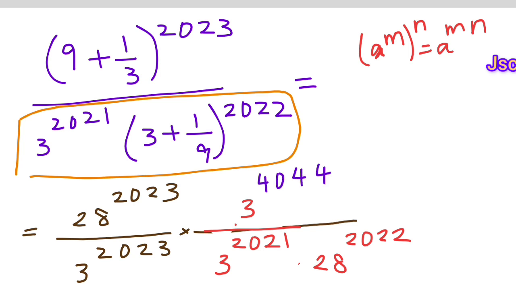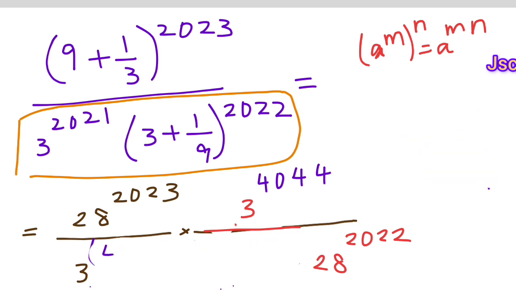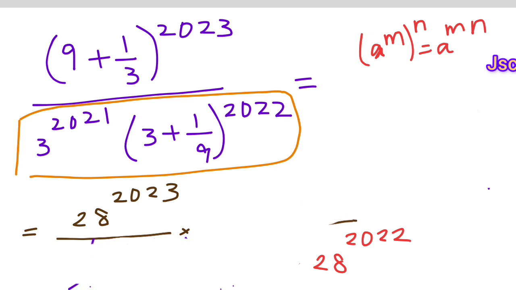Now observe the denominator, which we have 3 raised to the power of 2023 times 3 raised to the power of 2021. When bases are the same, we can add the exponents. Use that property here. If we add the exponents, you will get 2023 plus 2021, which is 4044. Now observe here. In the numerator we have 3 raised to the power of 4044 and in the denominator 3 raised to 4044 gets cancelled. So we are left with only this part.